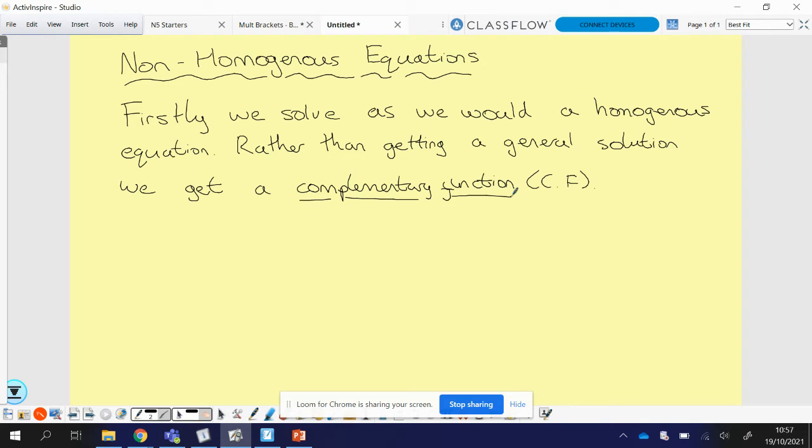Okay, so previously when it was a homogeneous equation, we would just solve it, get the general solution. Whereas now when we solve it, it's only part of our answer, the complementary part. Once we get the first bit, we then have to deal with the right hand side. So we then find a particular solution to the given equation.